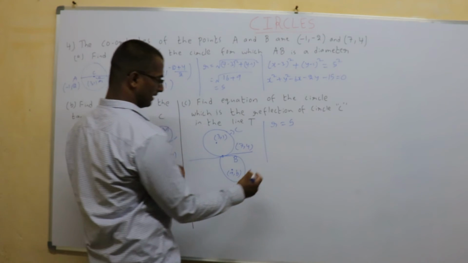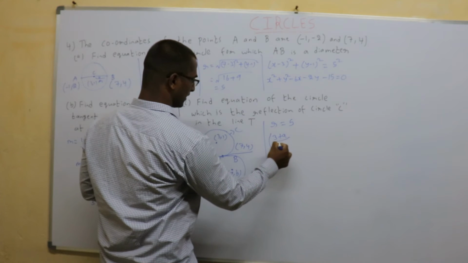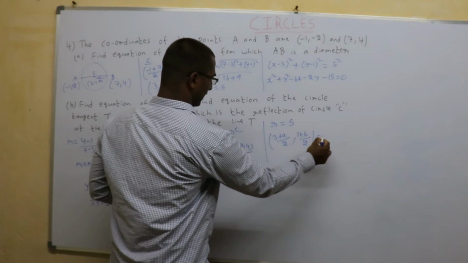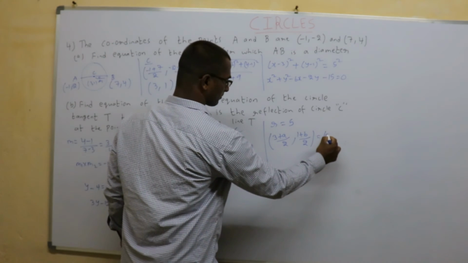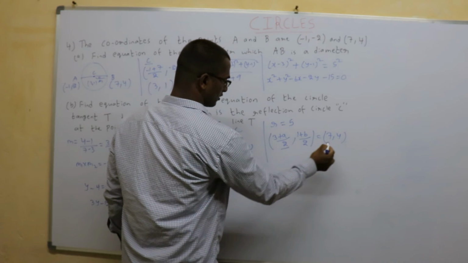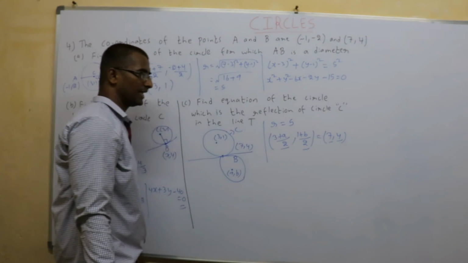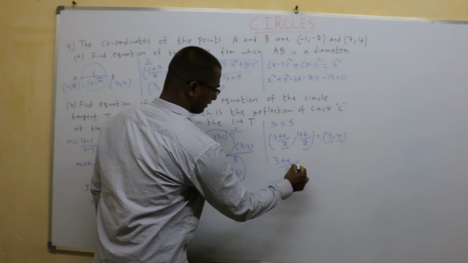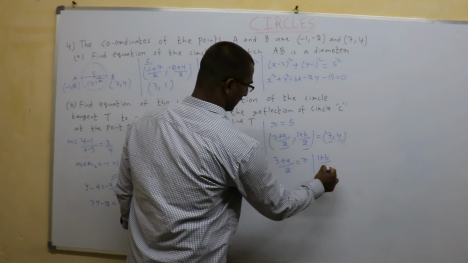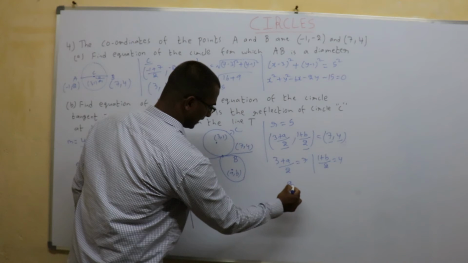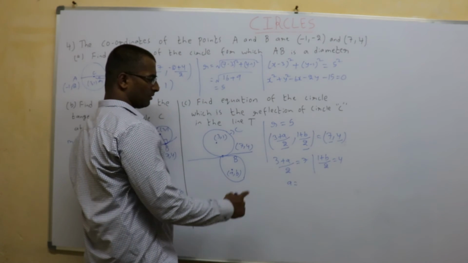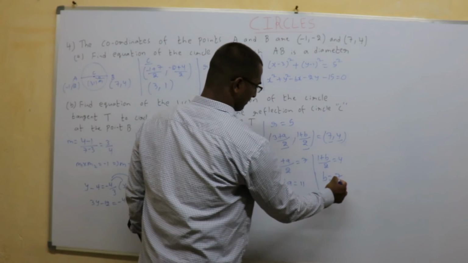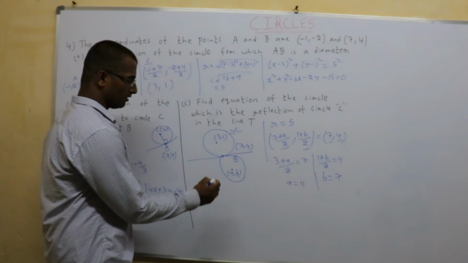So now get it. It will be (3 plus A) by 2, (1 plus B) by 2, equal to the point B, which is (7, 4). So equate this to 7 to get A, and equate this to 4 to get B. So (3 plus A) by 2 equals 7, (1 plus B) by 2 equals 4. This gives me A equal to 14 minus 3, 11. This gives me B equal to 8 minus 1, 7. So the center is now (11, 7).